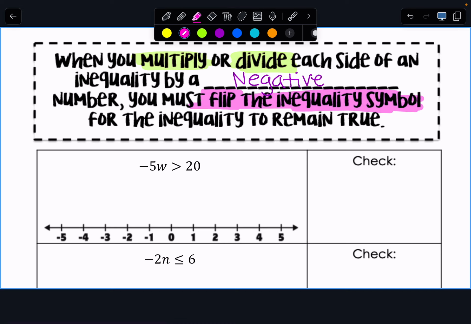If we multiply or divide each side of the inequality by a negative, we have to flip the inequality sign for it to remain true.